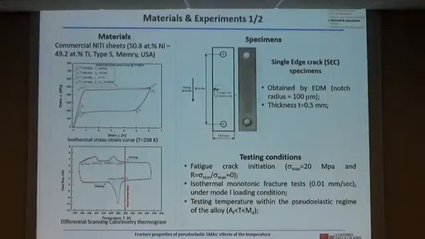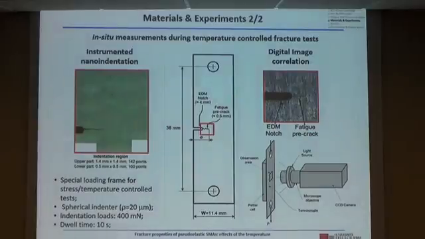mechanisms. And we analyzed the effects of testing temperature within the pseudoelastic regime of the alloy. It means between Af and Md. It is because the material in this condition exhibits the same microstructure, the twinned martensite. So what we would expect is to get a fracture toughness parameter which is temperature independent under this testing condition.